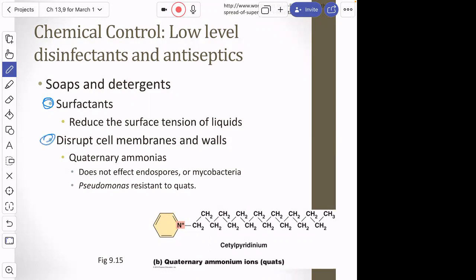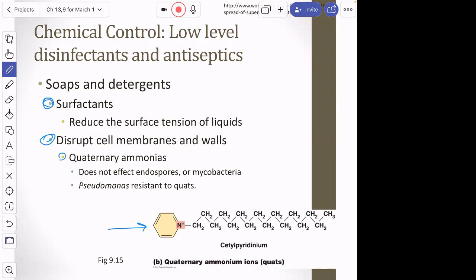They also work by disrupting the cell membranes and walls. Here's an example of a detergent. You can see they're actually amphipathic. That means they've got a polar end and a non-polar end. And so they basically insert into membranes. And we talked about how that can be deadly for a cell to have a bunch of holes poked in its membrane. So one detergent that you probably heard of is Quaternary Ammonia.